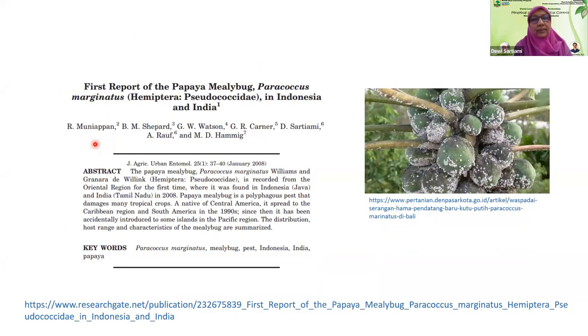Okay, this is the first report of papaya Mealybugs. The papaya Mealybug came to Indonesia in 2008, but maybe it was already here for months or a year, because at that time when Muniapan came to Indonesia and said there was a new invasive species in your country, it was maybe 2007. It had already exploded on a lot of papaya, and we could not eat papaya at that time because all the trees were gone.